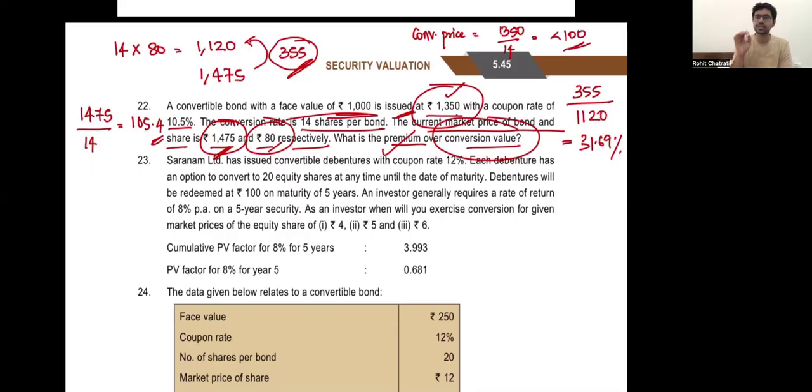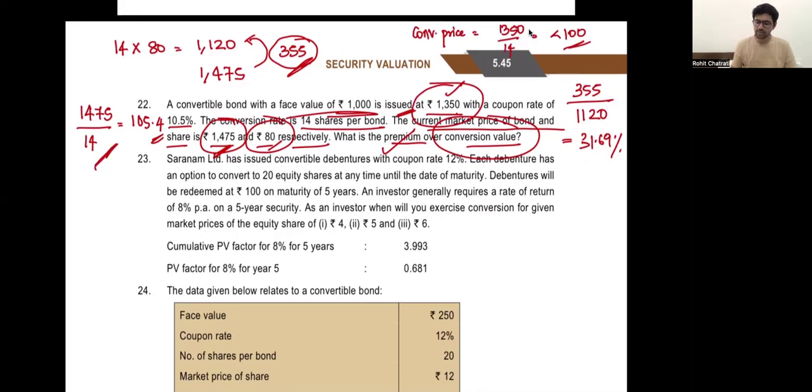I'm not sure what the value is, but that's still fine. So conversion price upon issuance is the issue price, 1,350, divided by the conversion ratio. The market conversion price is based on the current market value, the whole divided by the conversion ratio. Is that clear?